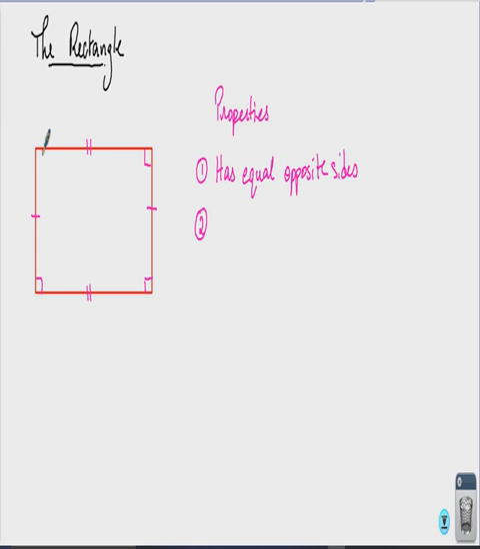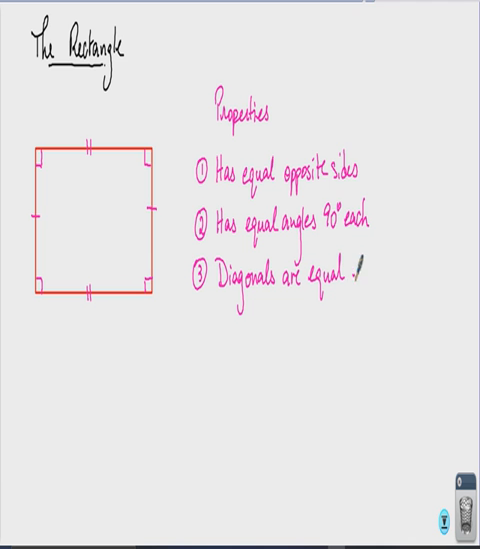Second property is that it has 4 right angles. So it has equal angles which are 90 degrees each. That's the second property. Third property also has to do with diagonals. Diagonals are equal and bisect each other. Very similar to the square. But this time they do not bisect at right angles, just bisect each other.